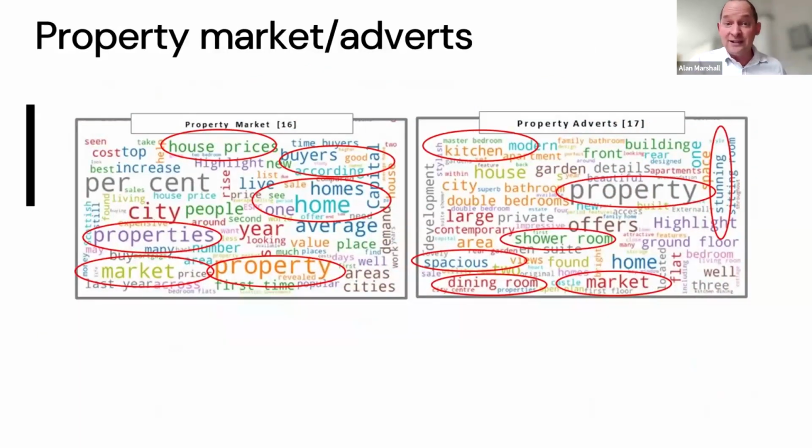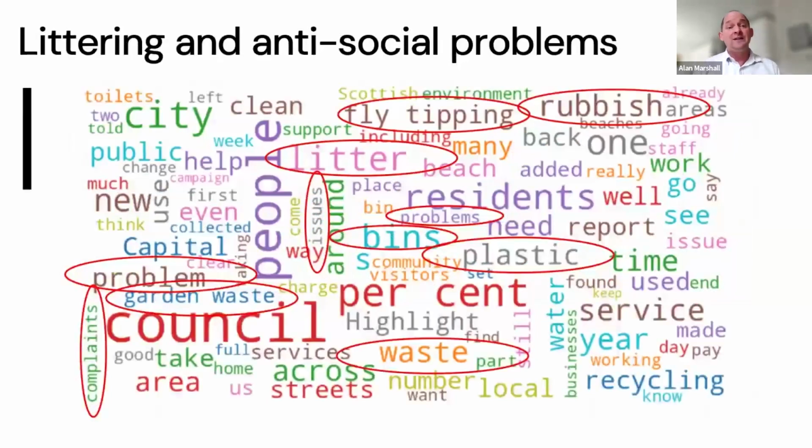We also looked at more negative aspects or negative clusters. So this is a word cloud which we call littering and antisocial problems. So it's capturing things like fly tipping, rubbish, problem, issues, complaint, waste, and so on.